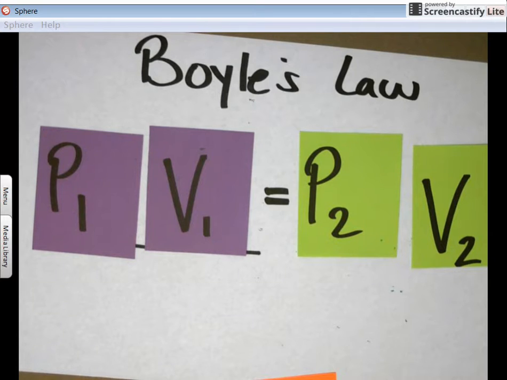All right, here's the problem from the Nearpod. It gives you 500 milliliters of He at 98 kilopascals and expands to 750 milliliters, and it tells you to find P2. So here's what you need to do when you work these problems, okay?